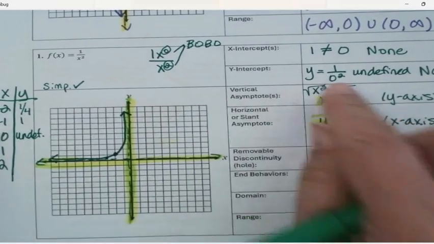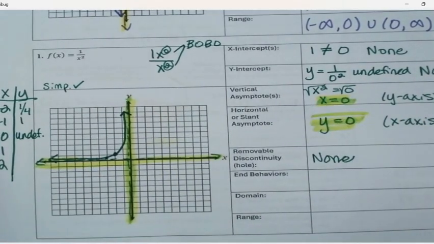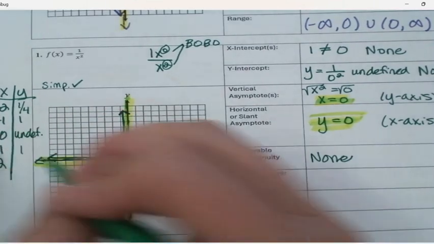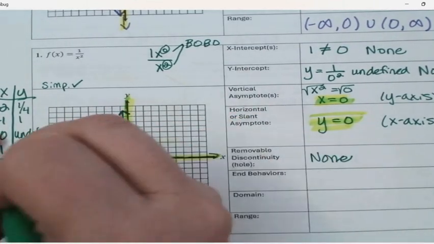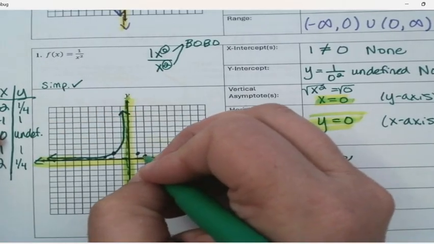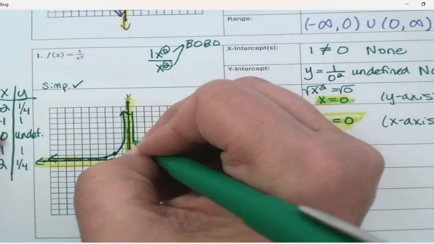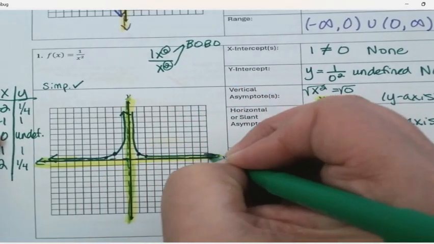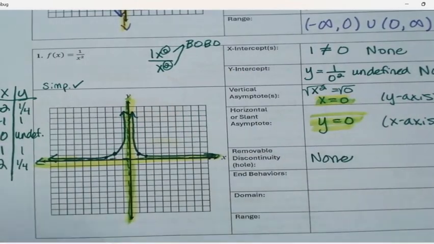I can't plug in 0. I already determined that over here. I could have just skipped that one because I already know that's undefined, 1 over 0 squared. But 1 over 1 squared is 1. And 1 over 2 squared is 1 over 4. So 2 and 1/4. This one must come across like this on this other side.